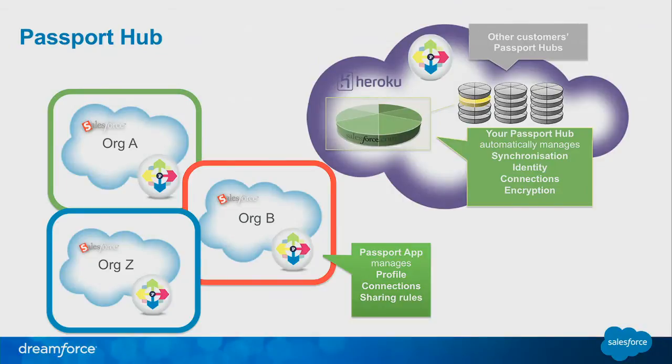Diving into more detail, Passport Hub, as I say, uses Heroku. The hub automatically manages the synchronization of those groups and those users. Every time a new user is added, every time a new group is added, if it's included with Passport, it will federate across those orgs. Whenever you connect a new org up as well, the hub will notice that once it's connected, and it will start an immediate data sync of all the past chatter messages that are in scope. Within each org, we have a managed package we install, and that takes care of the profiles, the connections, and the sharing rules for that data.